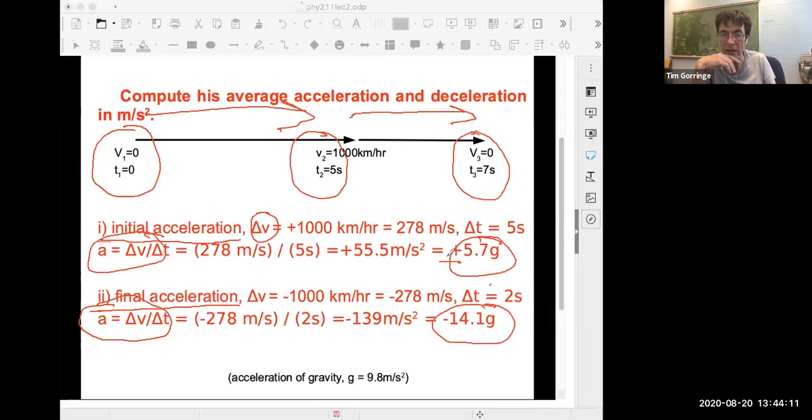Now, one has a plus sign, one has a minus sign, because the accelerations were in opposite directions. He was speeding up and his acceleration was to the right on the initial part of the journey. He's slowing down. His acceleration is towards the left on the final part of the journey. But also the magnitudes are bigger. It's more than twice as big on the second half of the journey, and smaller than half as big on the first half. That's because the time intervals were different. He sped up in 5 seconds. He slowed down in 2 seconds.